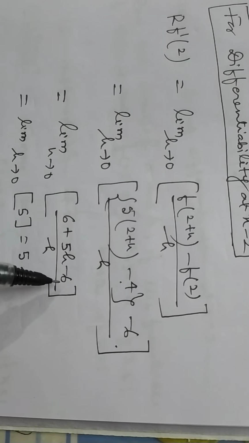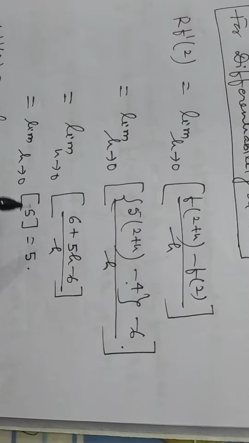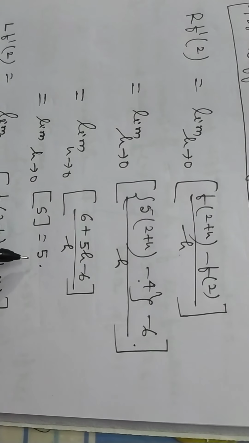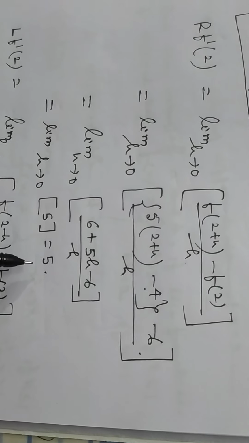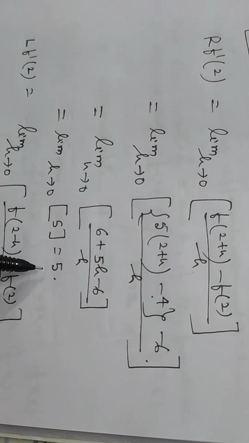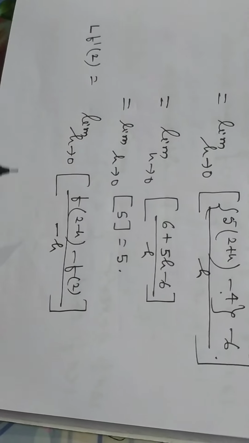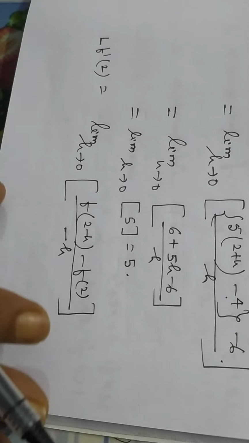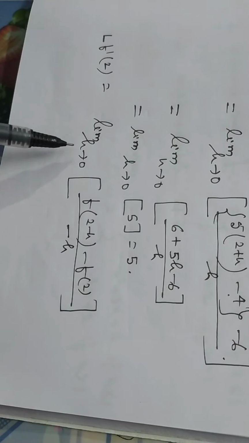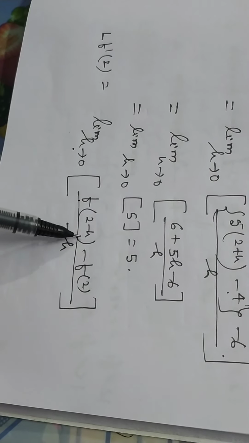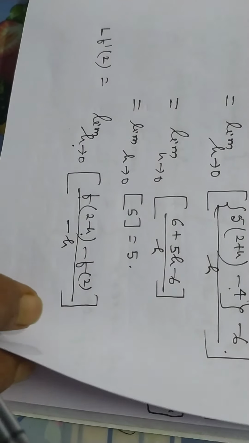6 plus 5h minus 6 by h, and this will be the value of the right hand side derivative at x is equal to 2, which is 5. So now we will find the left hand side derivative at the point 2, and it will be limit h tends to 0, f(2 minus h) minus f(2) by minus h.